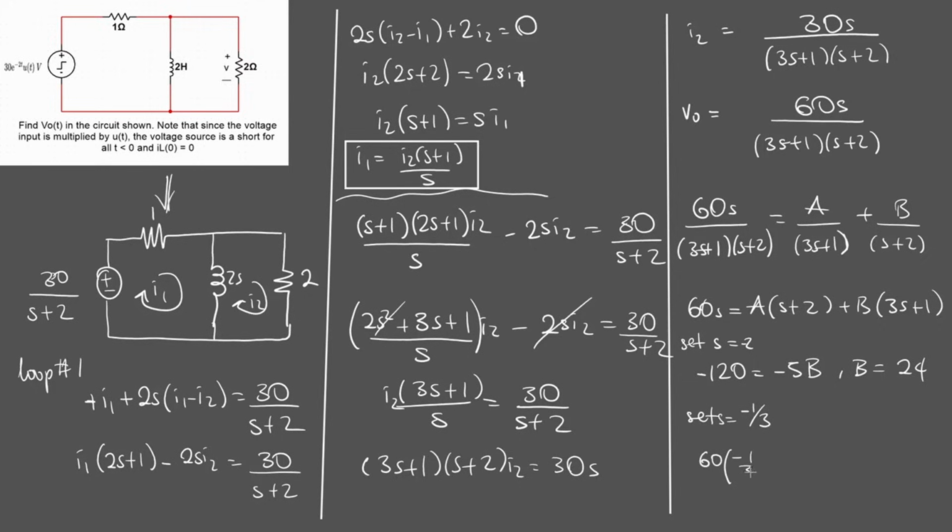So 60 times negative 1 over 3 is going to equal A times (2 minus 1 over 3). Minus 1 over 3 times 60, that's minus 20, is going to equal 5 over 3 A. So A is going to equal 3 times 60 over 5, which is negative 12... so A is going to be negative 12.